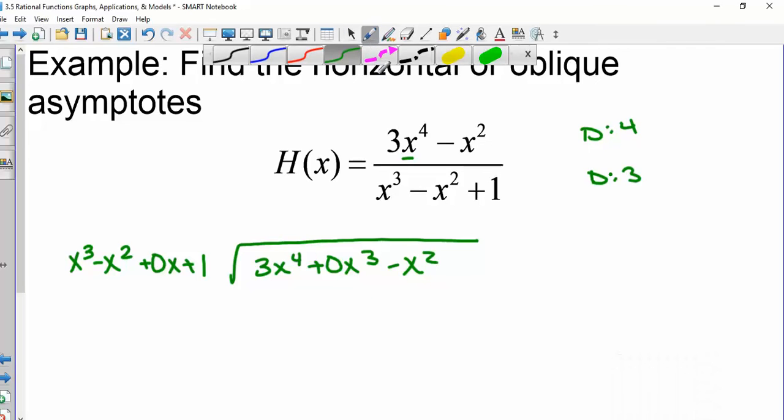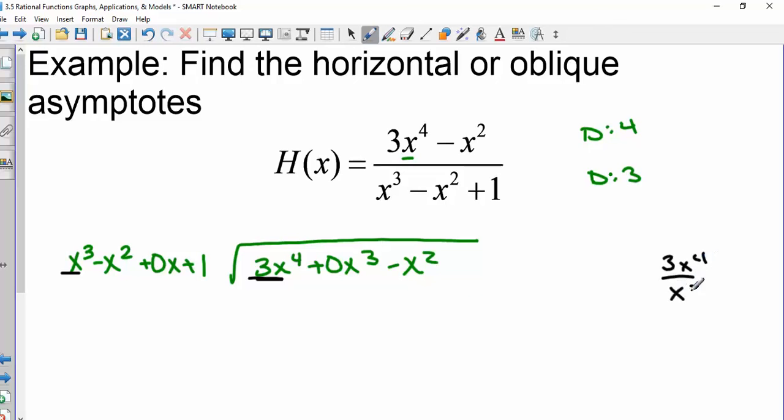The nice thing is we don't have to do the full division, guys. We just need to get the equation of a line, y equals mx plus b. So we need 2 terms. To start, you divide the first ones. So what is 3x to the 4th divided by x to the 3rd? 3x. So we've got a 3x here.